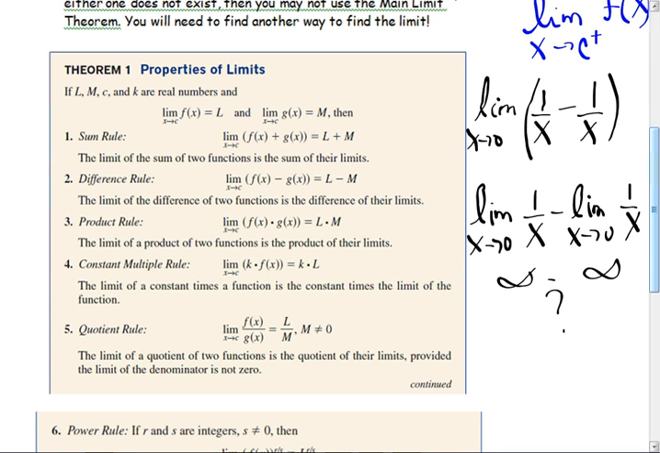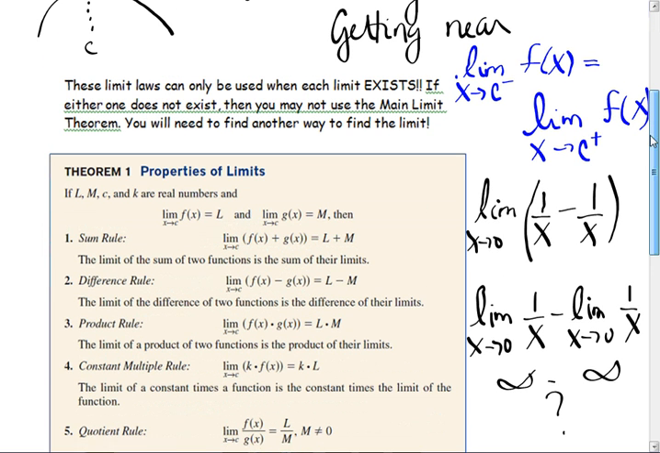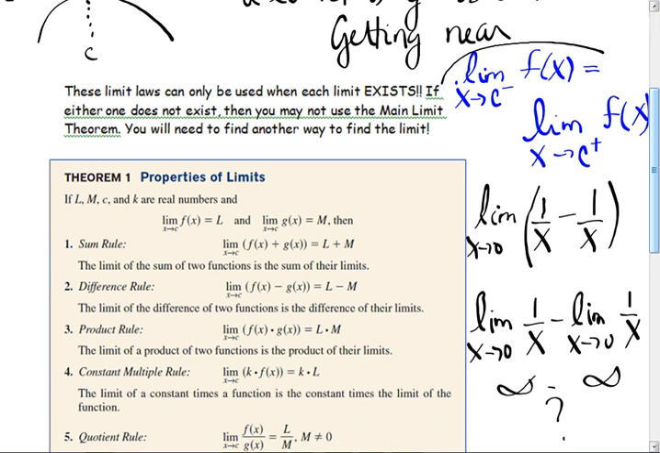And you might be able to argue that they're the same, because we know that up here. But you really cannot apply that main limit theorem unless each individual limit exists. So then, if that doesn't work, then you have to go back to looking at the limit from the left and looking at the limit from the right of whatever you have.